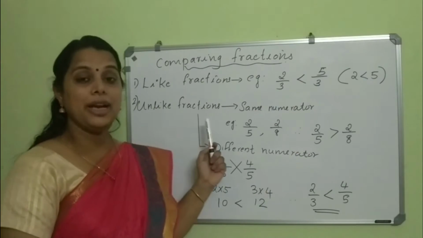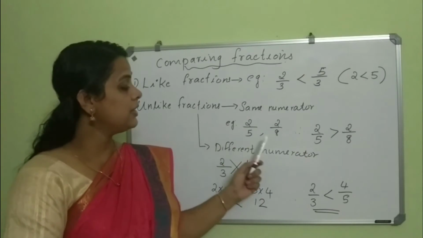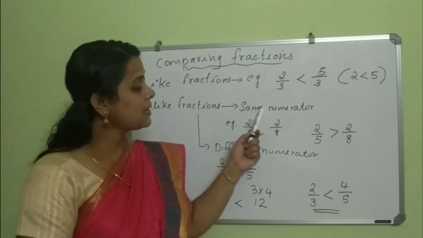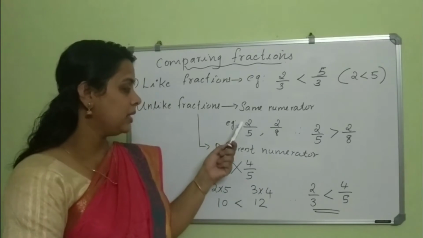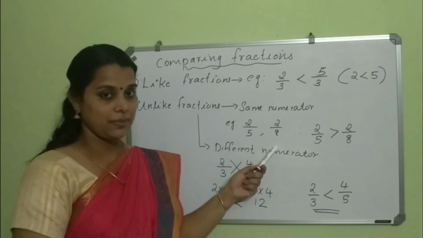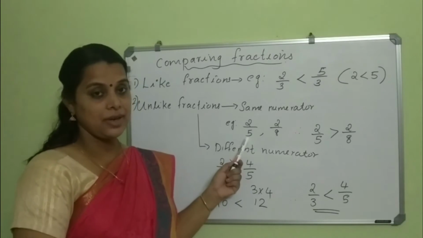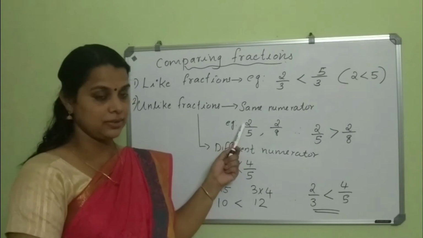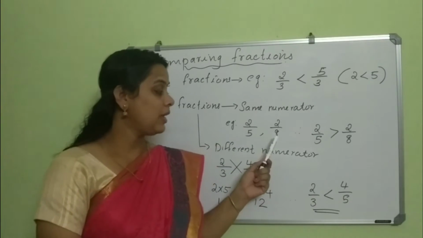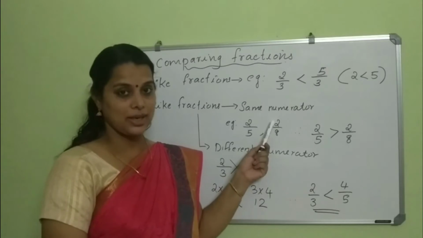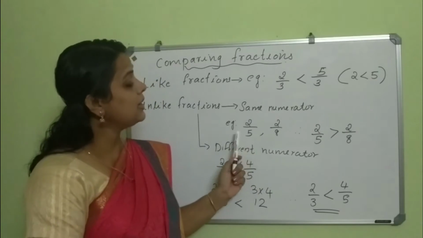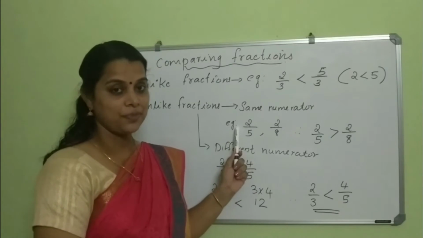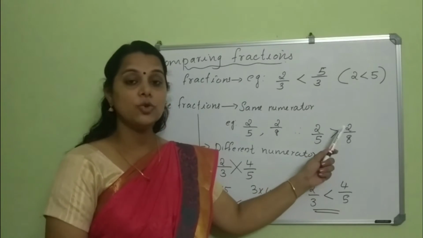Next is in the case of unlike fractions, fractions with different denominators. In that, fractions having the same numerator. See this example, 2 by 5 and 2 by 8. What is the meaning of 2 by 5? An object divided into 5 equal parts, in that 2 is taken. Here an object divided into 8 equal parts, in that 2 is taken. So we just want to compare the denominators. Whichever denominator is smaller, the fraction will be bigger. So here 2 by 5 is bigger than 2 by 8.